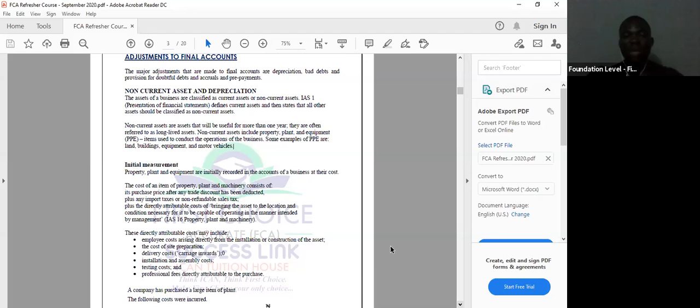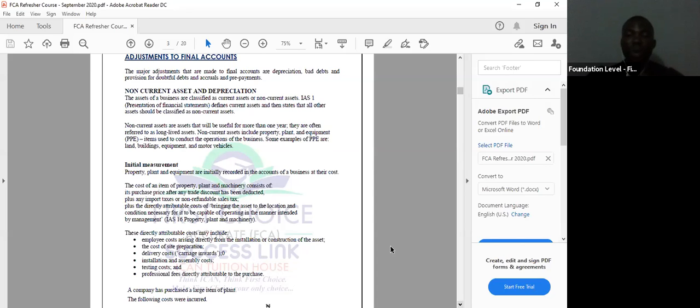Examples of direct costs are cost of site preparation, professional fee, installation fee, assembly fee, testing cost, and the like, any direct cost. For example, if I purchase a motor vehicle, the purchase price is there. If there's any discount, I will use that discount to reduce my purchase price. So my purchase price will always be the listed price less the trade discount. Then I will incur some cost to transport, a shipping fee. That shipping fee is directly involved, so I'm going to add that to it as well.